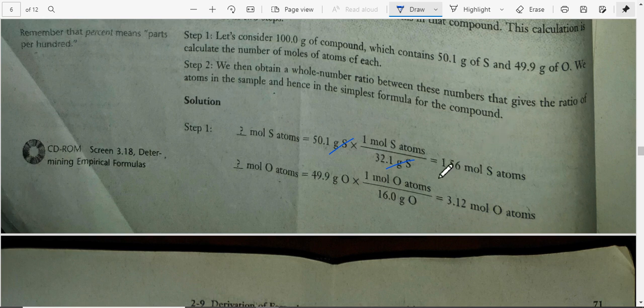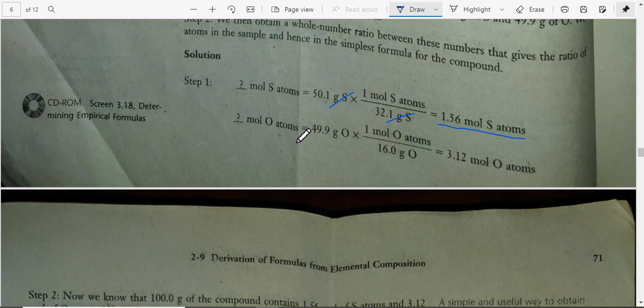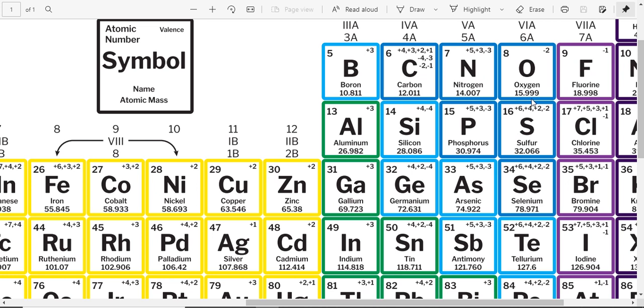Next is the moles of your oxygen. Same unit, same process. So 49.9 times 1 divided by 16 is equal to 3.12. The 16 comes from the atomic mass unit of your oxygen.